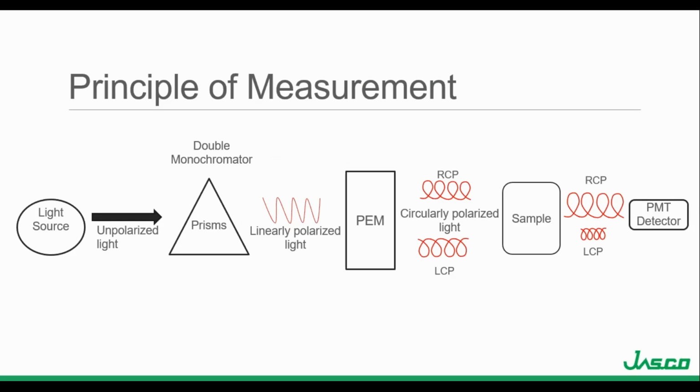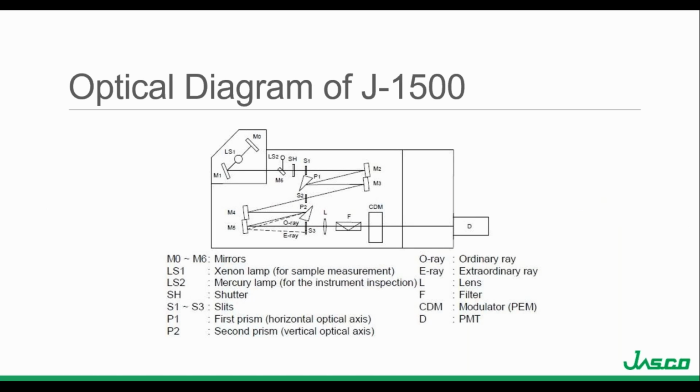So now we get to our instrument. The principle of measurement is as follows. We have a light source, which creates unpolarized light, which passes through a prism to create linearly polarized light, which passes through a photoelastic modulator to create circularly polarized light, which passes through a sample, and if the sample is chiral, it's going to absorb right and left-handed circularly polarized light to different extents, and then that light is detected by our photomultiplier tube detector.